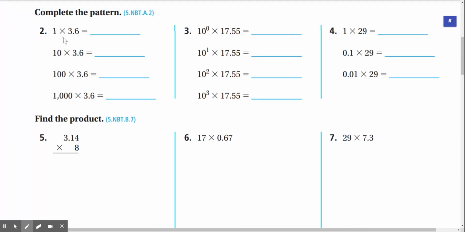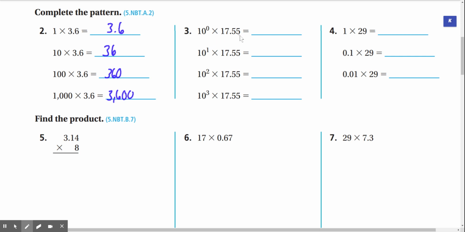Complete the pattern. Number 2. 1 times 3.6, that's just going to be 3.6. 10 times 3.6 is going to be 36. 100 times 3.6 is 360. 1000 times 3.6 would be 3600, like that.